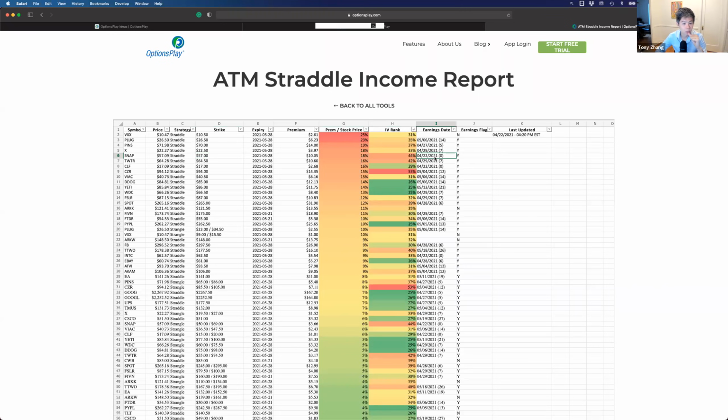IV rank of 44%. Snapchat does report earnings, if I'm not mistaken, today. Twitter, same thing next week. So here's how you can find some opportunities. Caesars trading at $94. Currently, if you sold a $94 straddle, you'd collect $14.35, which is 15% of the stock price, or 53% rank. Earnings are not for another 12 days. So these are some opportunities where you can trade calendars, selling a calendar or trading a calendar instead of selling an at the money straddle.